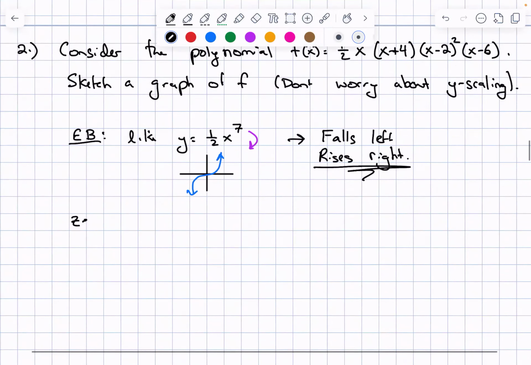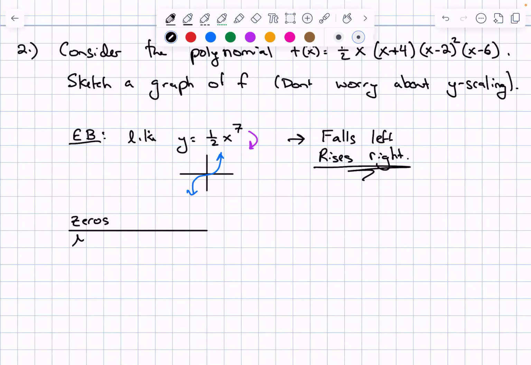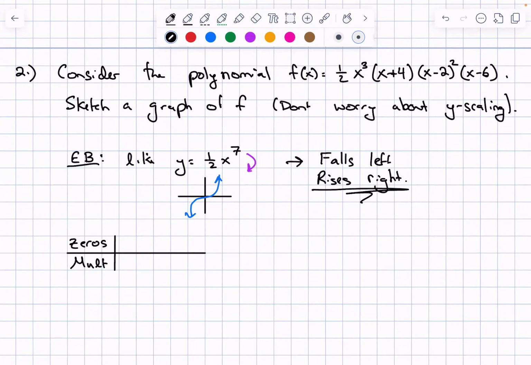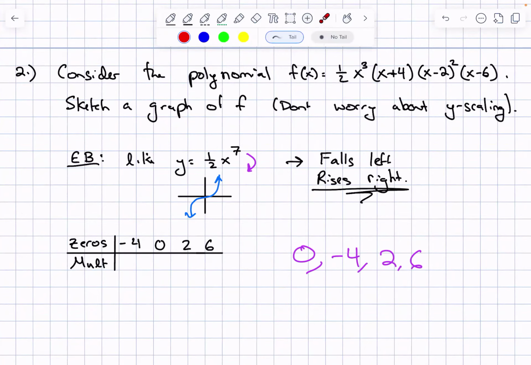Then we also have to find the zeros and their multiplicities. So the zeros, and my recommendation is to always write them in ascending order, so from most negative to most positive. Our zeros, just to write them out for a second, are 0, -4, 2, and 6. Those are our zeros or our roots, as I usually like to say. So writing them in ascending order, that would be -4, 0, 2, and 6. And their corresponding multiplicities is the number of times the factor occurs. -4's factor occurs only once, so it has a multiplicity of 1. 0 has a multiplicity of 3. 2 has a multiplicity of 2. And 6 has a multiplicity of 1.